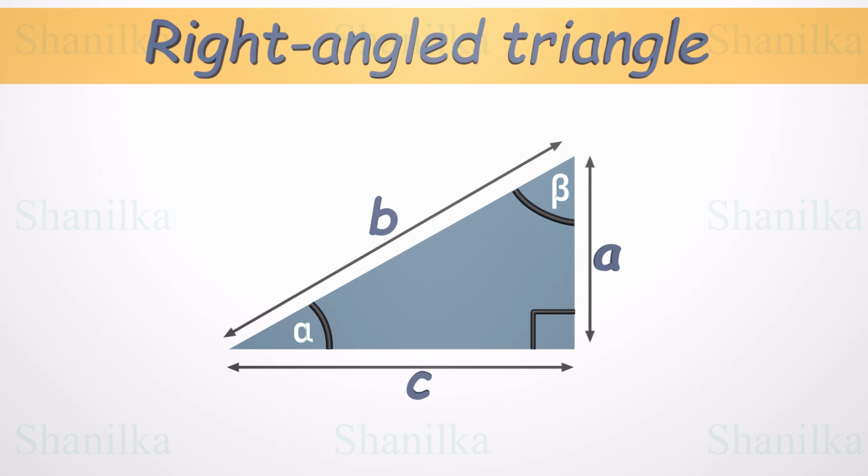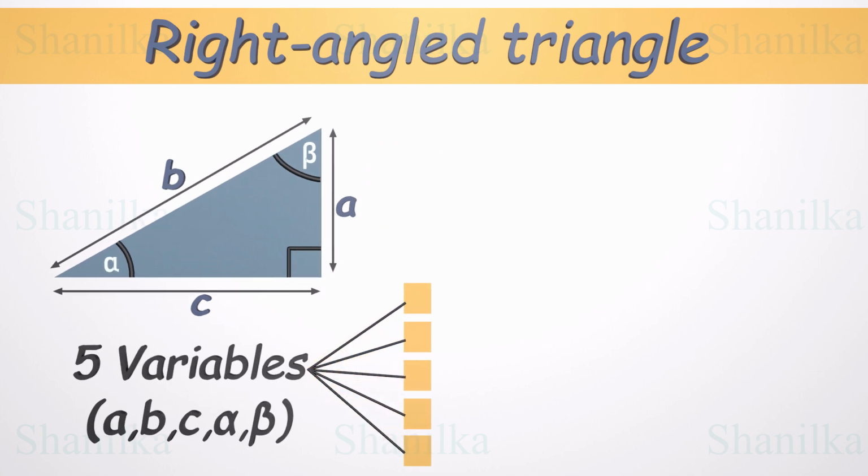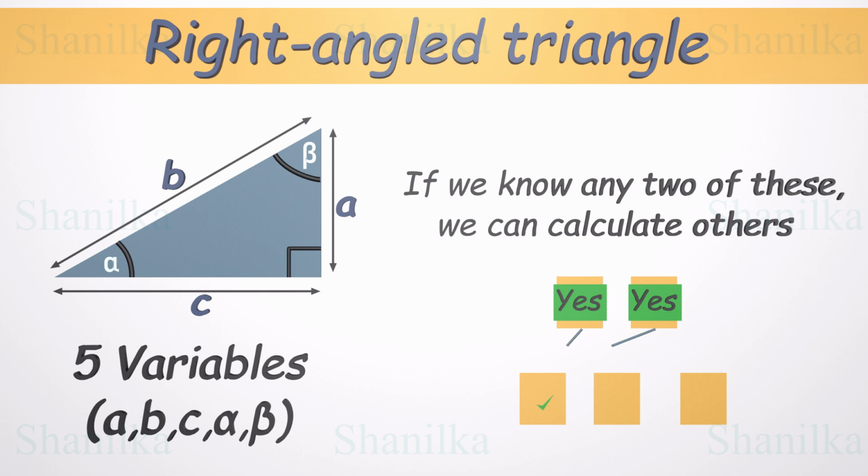As I mentioned earlier, the triangle is the simplest geometric shape, with only 3 sides and 3 angles. In right-angled triangles, we surely know one is always a right angle. So there are 5 unknowns. If we know any 2 of these, we can calculate the others using the knowledge of trigonometry. Before going further, we have to brush up on our knowledge of geometry.